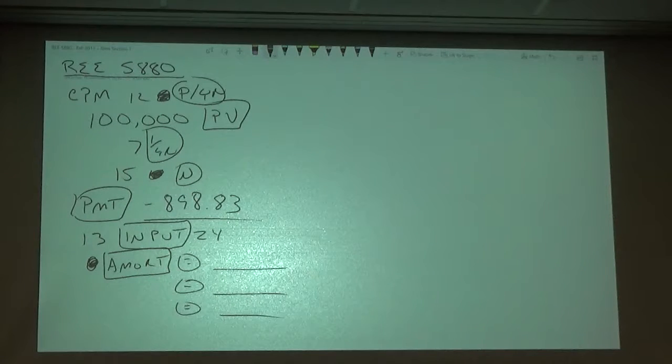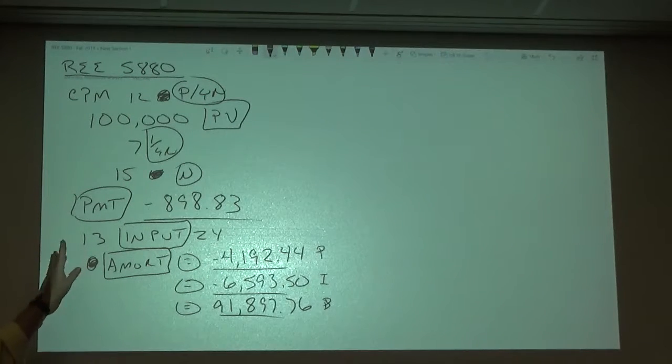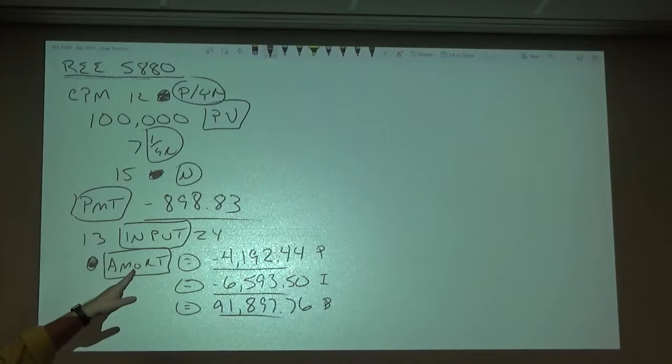Okay, so our principal during that period was $4,192.44. Our interest during that period was $6,593.50, and our balance at the end of that period was $91,897.76. So once again, principal, interest, balance. Okay, so am I comfortable with that? Yes. Okay. Now, in that particular instance, that was a period of time from month 13 to month 24.